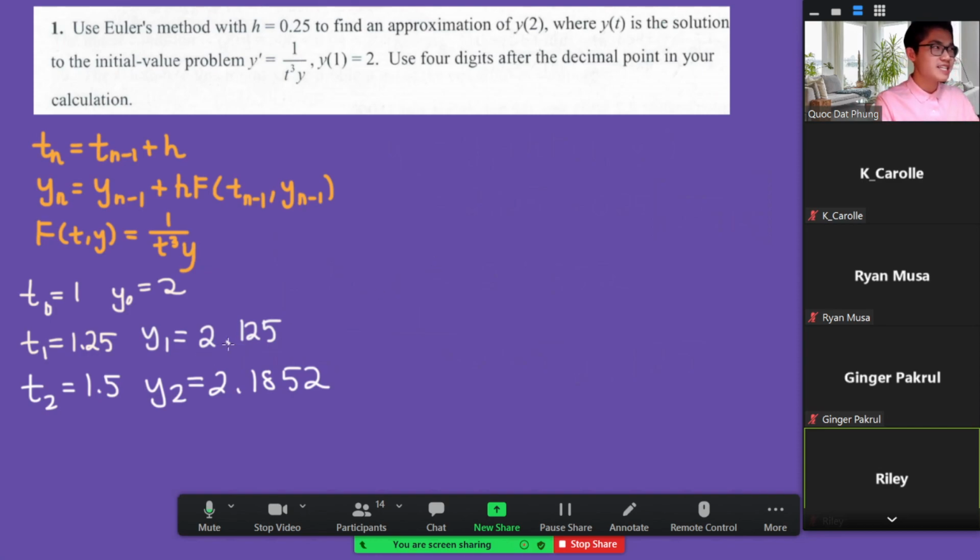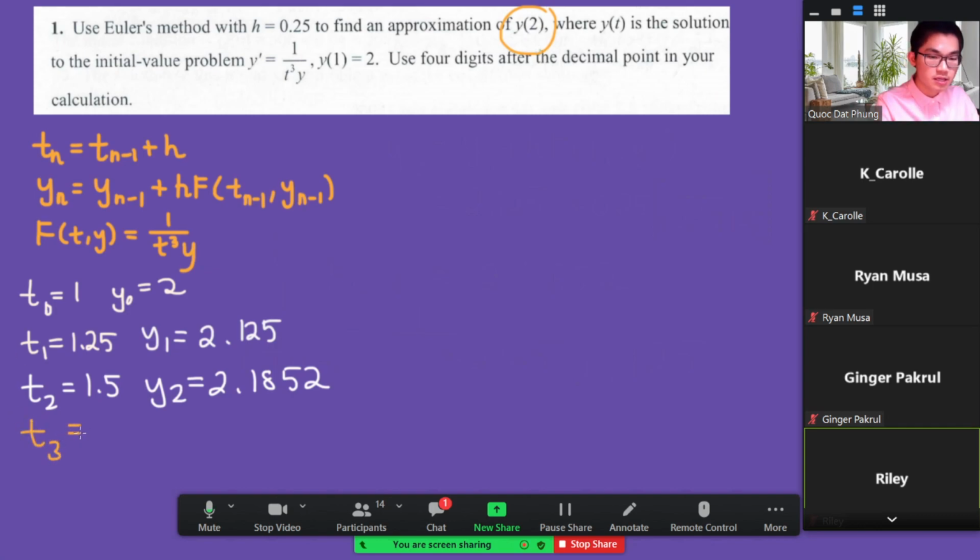Yeah, so you keep using that formula. It's really the same thing. You just use it over and over until you get to t equal to 2, right? Because that's what they're asking for. They ask you to find y at 2. So let me write it out.